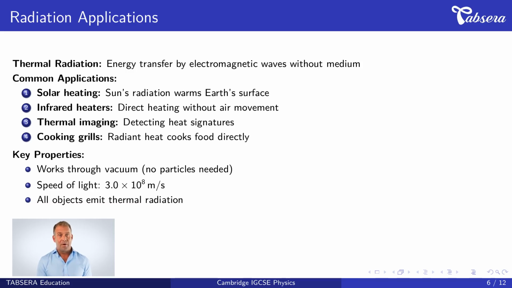Key properties of radiation. It works through vacuum because no particles are needed, travels at the speed of light, which is 3.0 times 10 to the power 8 meters per second, and all objects emit thermal radiation depending on their temperature.